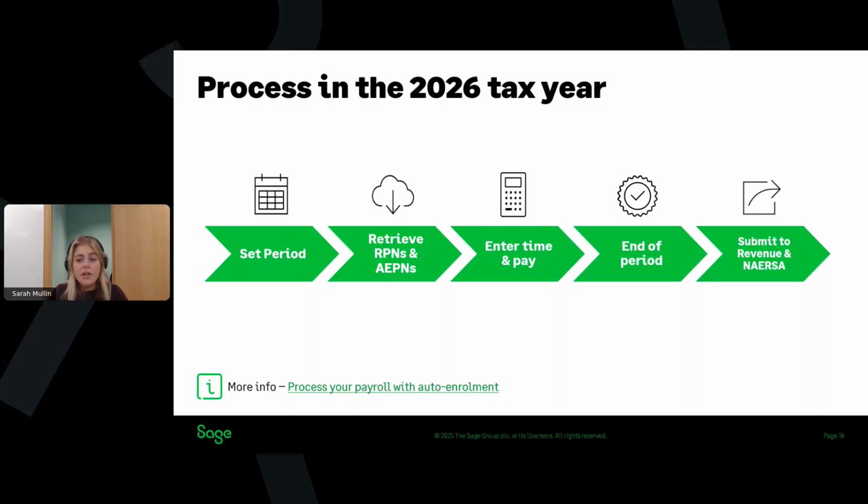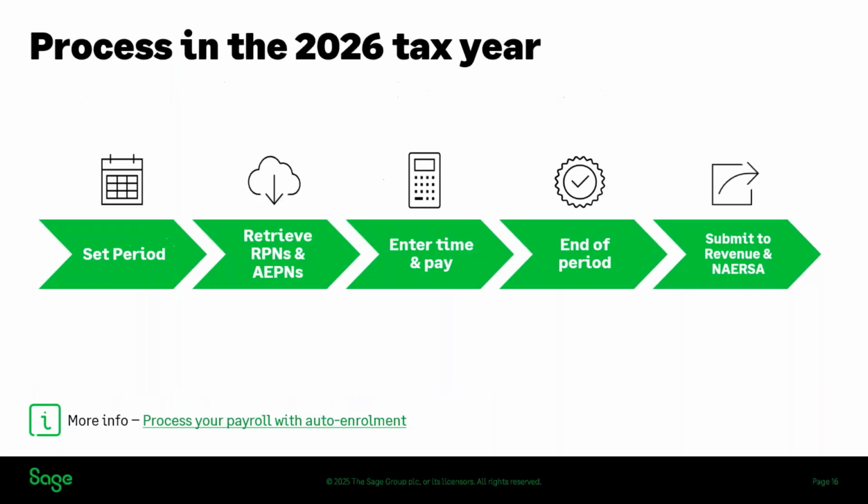Processing period 1 is going to be straightforward, but it is important just to make sure your calendar is correctly set up. And remember, we do want to retrieve any new information, so your RPNs and APNs, before you do that enter time and pay step. But let's pick up the demo from where Duncan left off, and we're ready to process period 1.